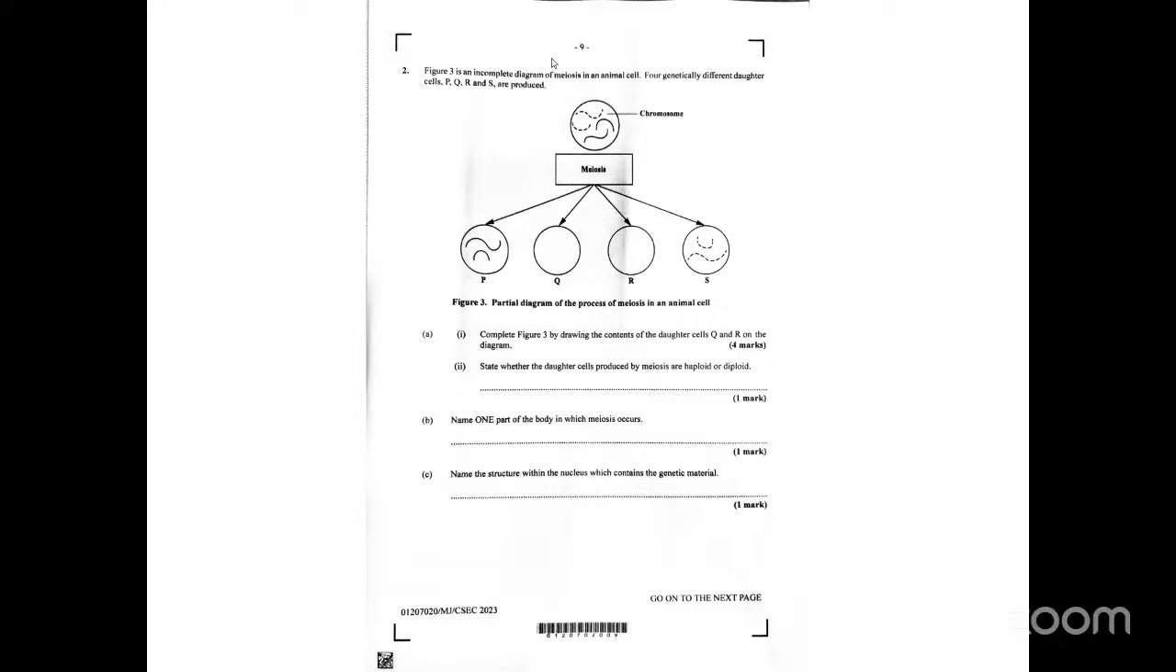So figure 3 is an incomplete diagram of meiosis in an animal cell. Four genetically different daughter cells, P, Q, R, S, are produced. First of all, what's the difference between meiosis and mitosis?